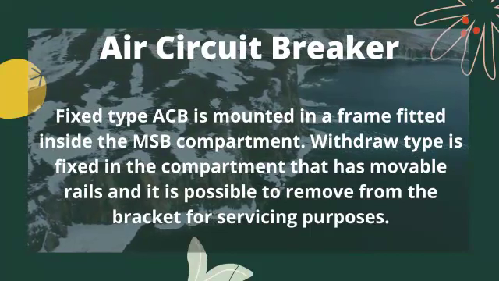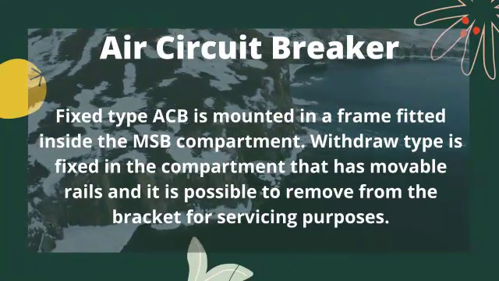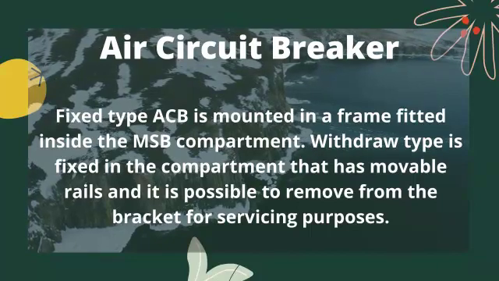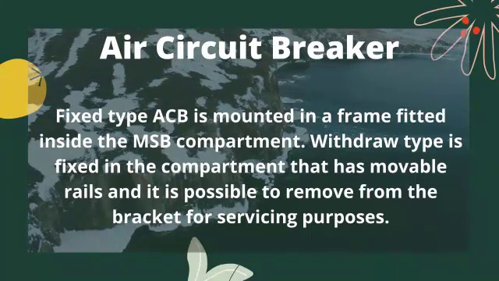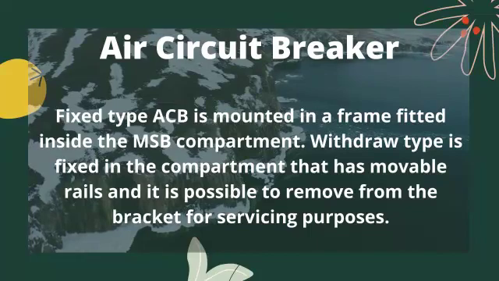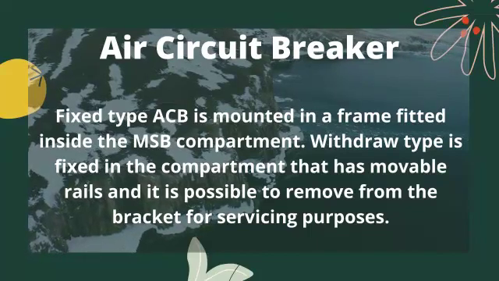Fixed type ACB is mounted in a frame fitted inside the MSB compartment. Withdraw type is fixed in the compartment that has movable rails and it is possible to remove from the bracket for servicing purposes.